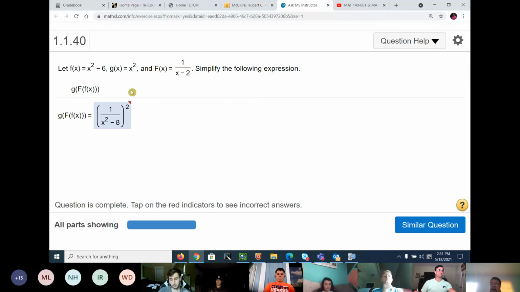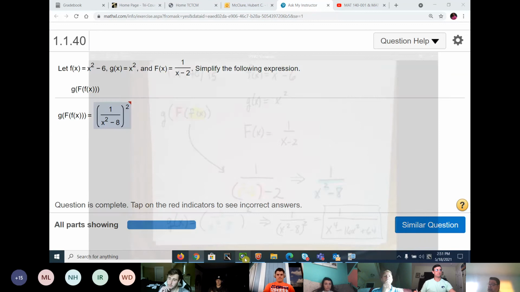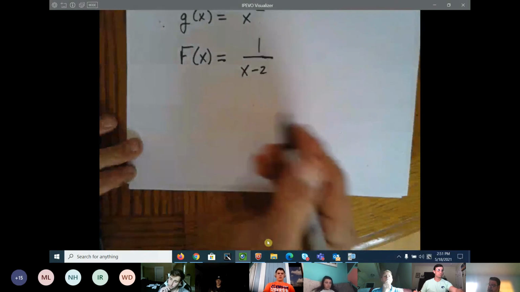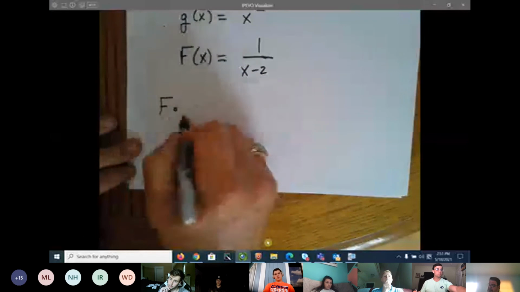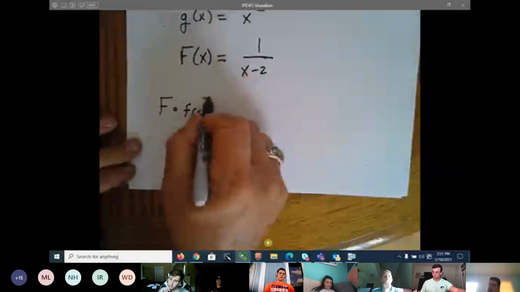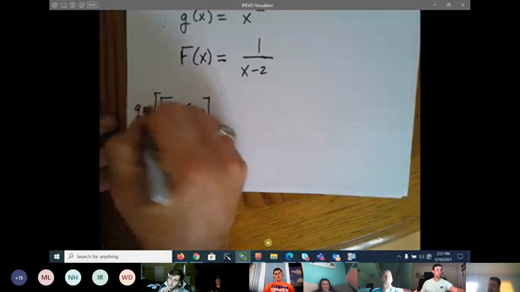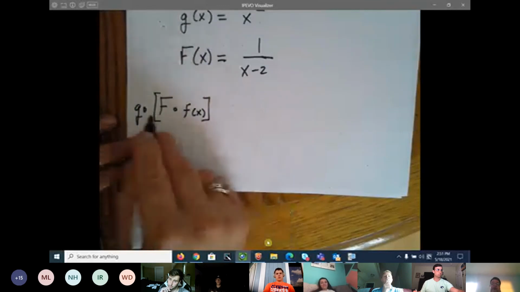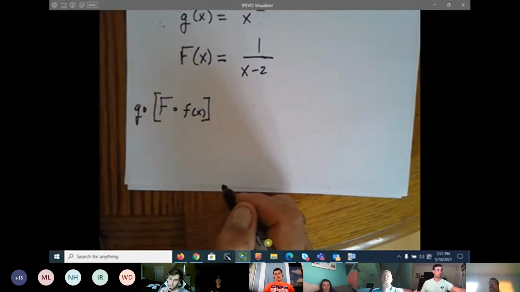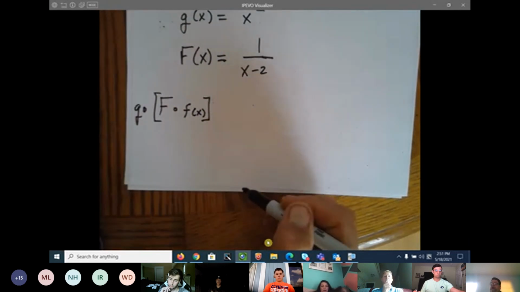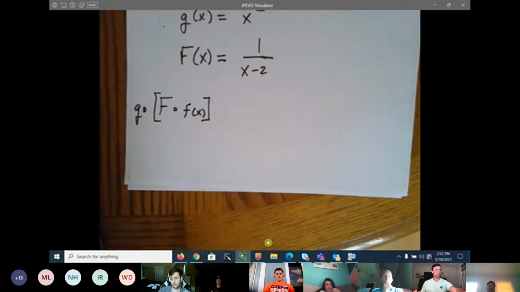So what I would do differently is I would write f composed of f of x, and then I would put g composed of f, because that tells the student what you want the student to do. That's just me.